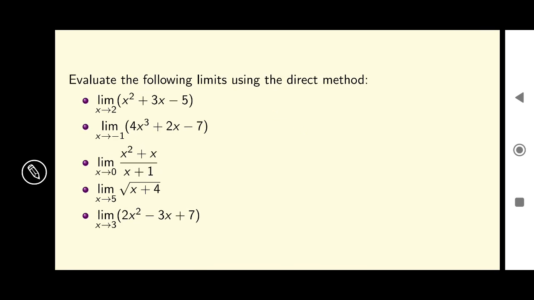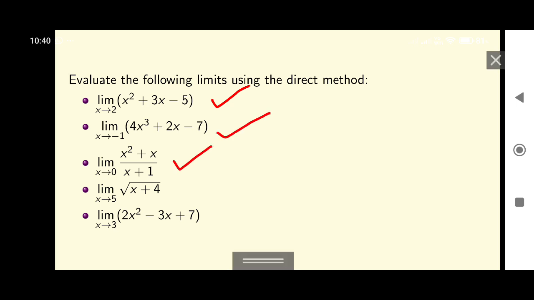So using that method, you can try this example. Here you put x is equal to 2, here you put x is equal to minus 1, here you put x is equal to 0, here you put x is equal to 5, and here you put x is equal to 3 directly, and after simplification you get the answer.